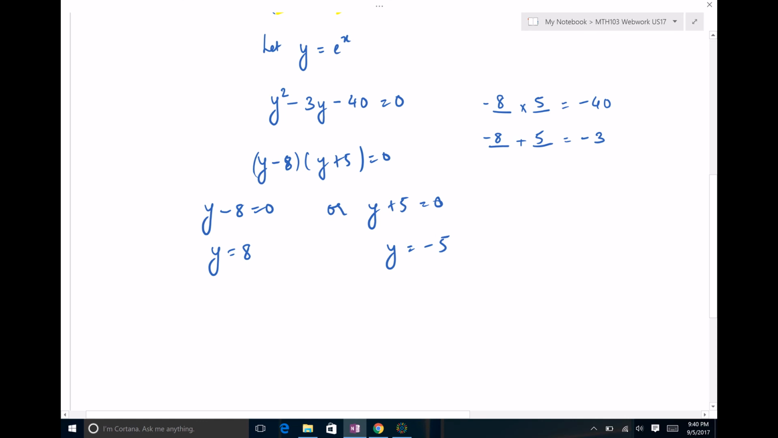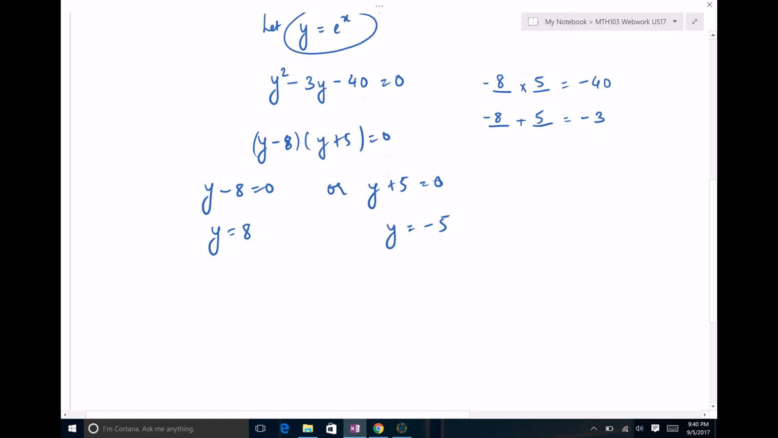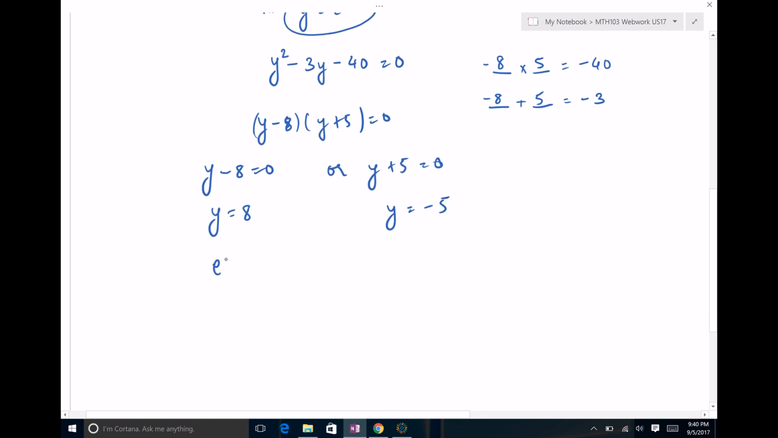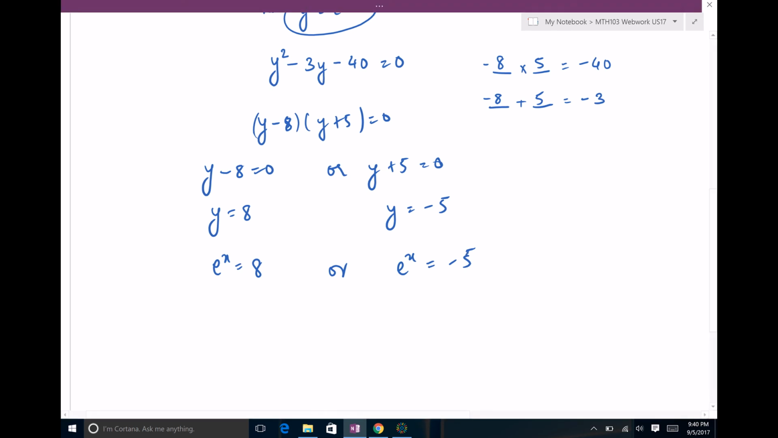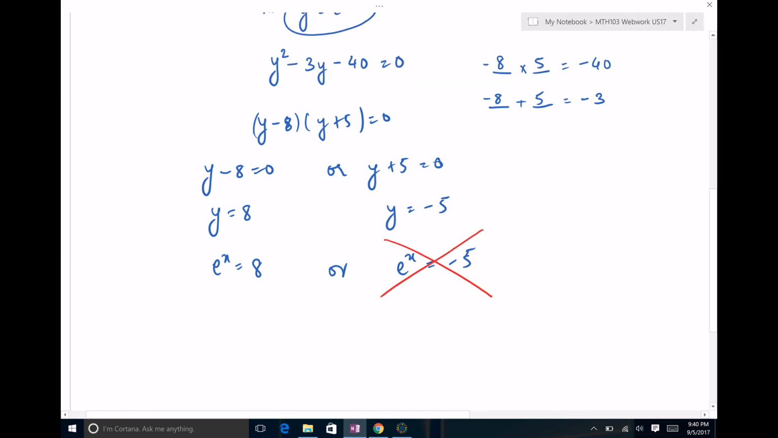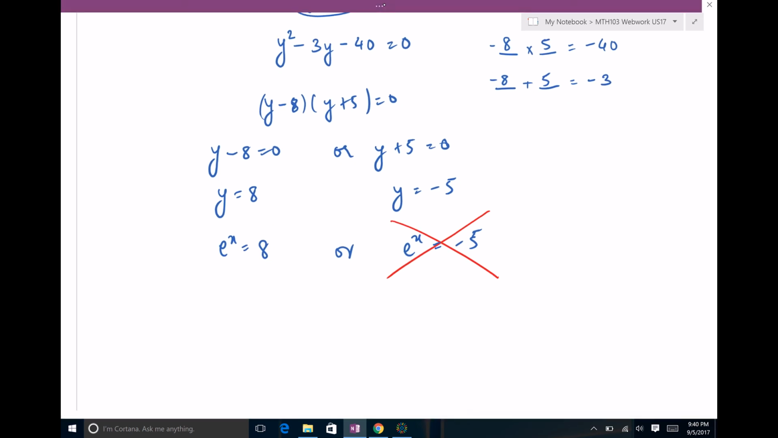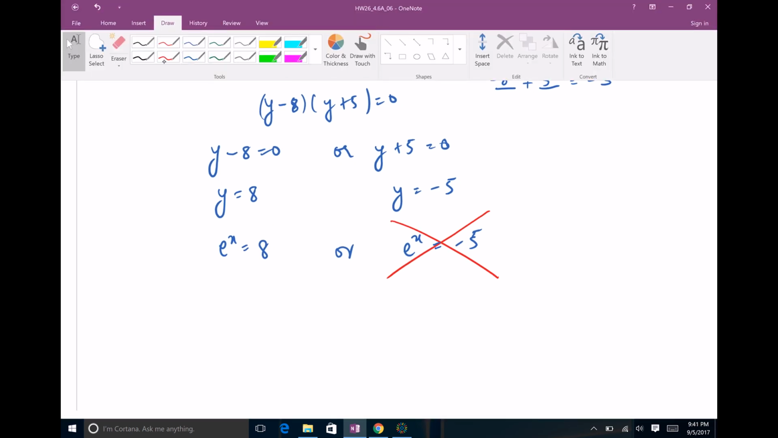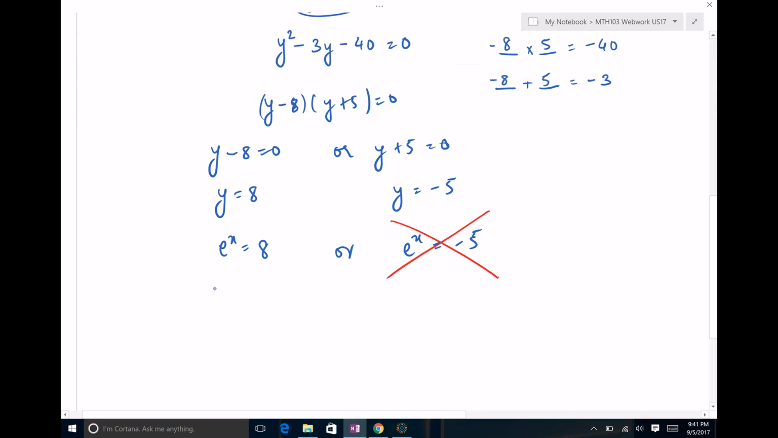And that means on solving this equation that y is either equal to 8 or y is equal to negative 5. But remember that we had a substitution. y was equal to e to the x. So this means that e to the x is equal to 8 or e to the x equals negative 5. Now an exponential function according to the rules can never be negative, so we completely disregard this answer. So e to the x cannot be negative 5. So the only possible answer is that e to the x is equal to 8.